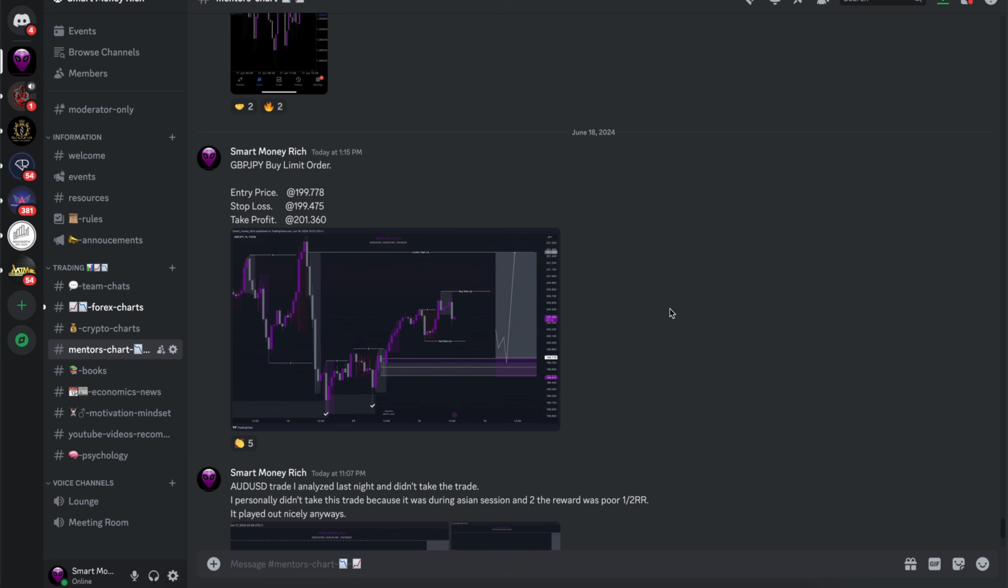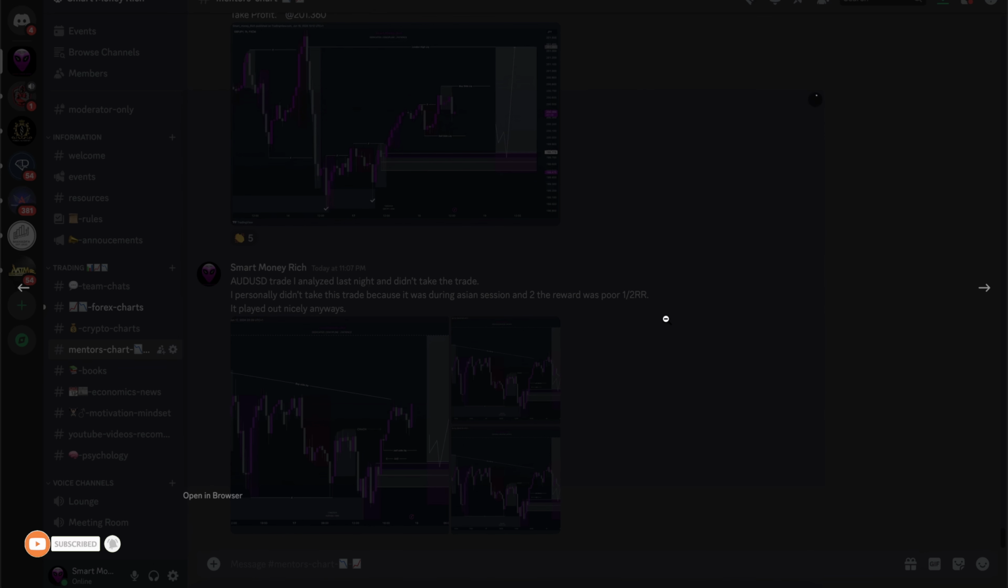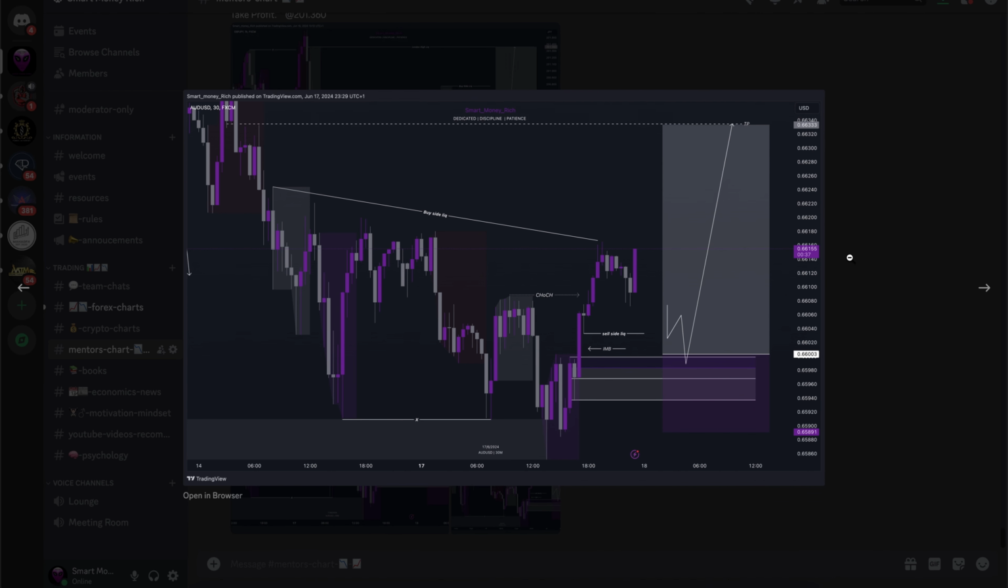So this is a trade I analyzed on AUD USD, guys, by identifying market structures as well. Now, if you look at the market structure here, you'll clearly see that price was in a downtrend. Price was creating lows and then lower highs. We have a lower low, a lower high, a lower low, a lower high, followed by a new lower low.